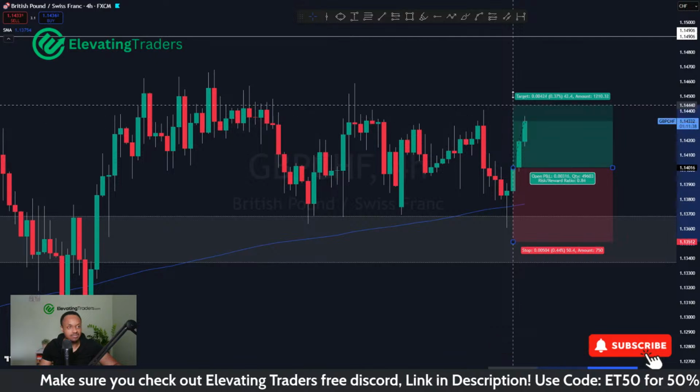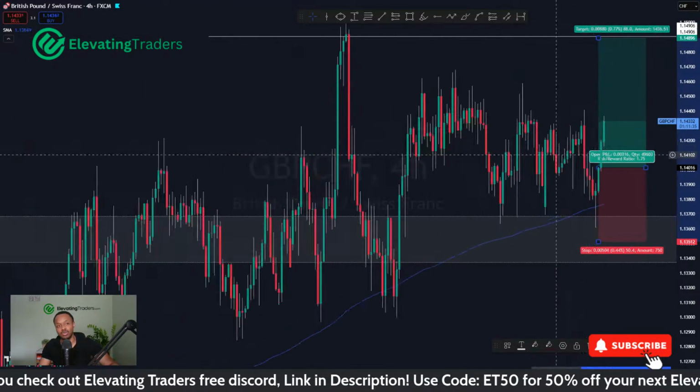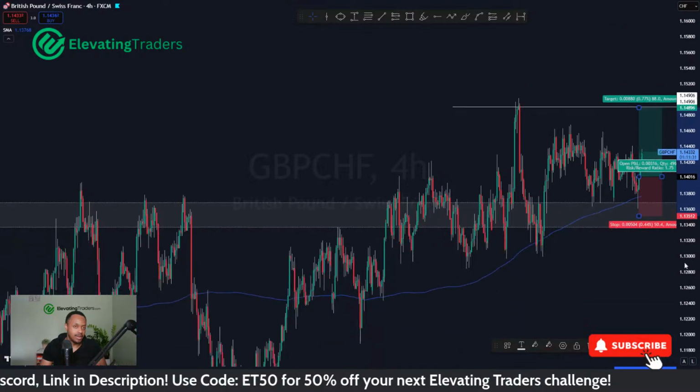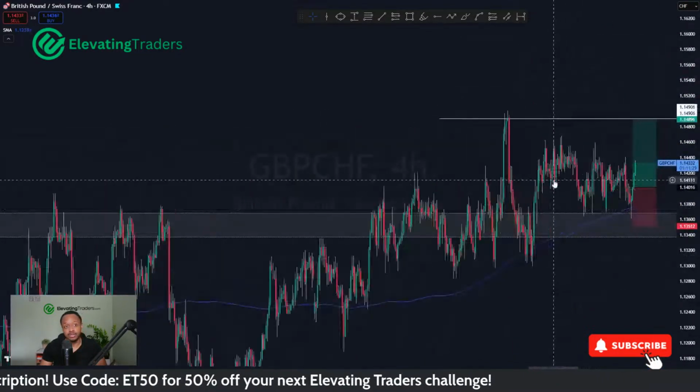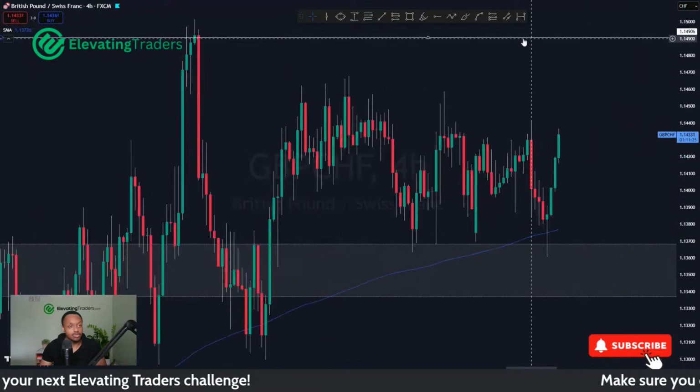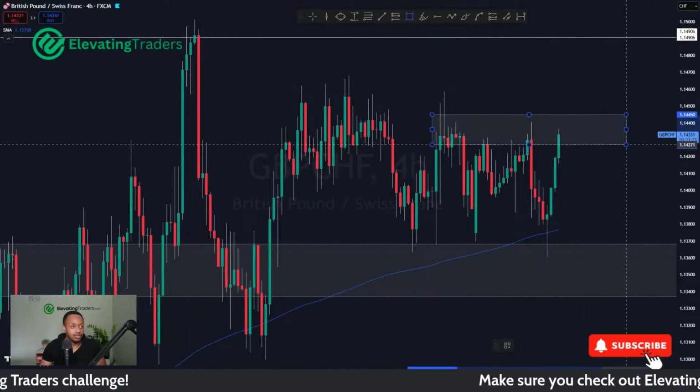But I was like, Pound CHF is just so corrective. It's a choppy pair. Risk to reward isn't anything crazy. So I'll let price do its thing here. So far, looking pretty good. But I say that as we're approaching resistance, we'll see what price can do from there.